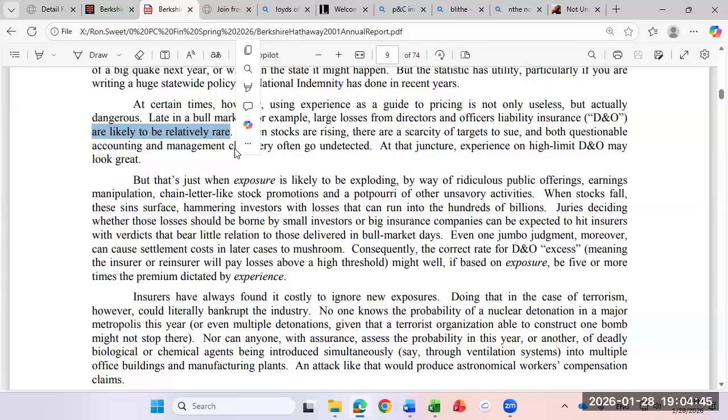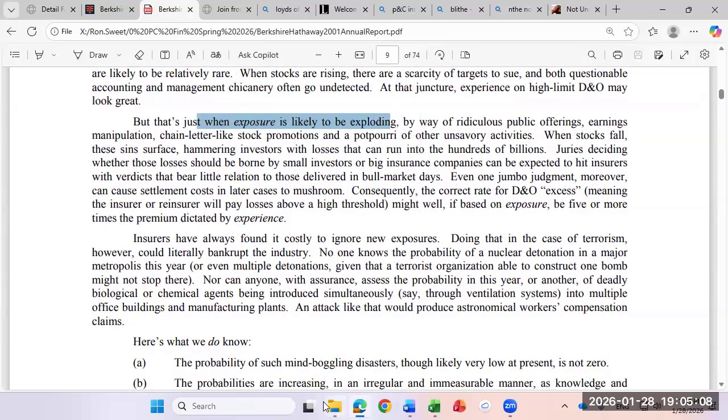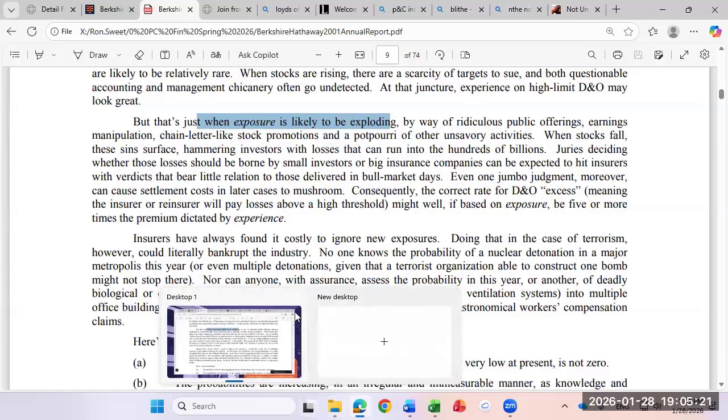Why? I talked about that in my risk management class last night. Reversion to the mean, right? You've had a really strong stock market. You're probably going to have a correction at some point. When stocks are rising, there's a scarcity of targets to sue, both questionable accounting and management. Management can get away with a lot. Experience on high limit D&O may look great, but that's exactly when your exposure is the greatest. As management's getting sloppy, stockholders getting sloppy, then you have something like 2008 or a recession. Suddenly people start suing on D&O insurance. So that's the second type of coverage.